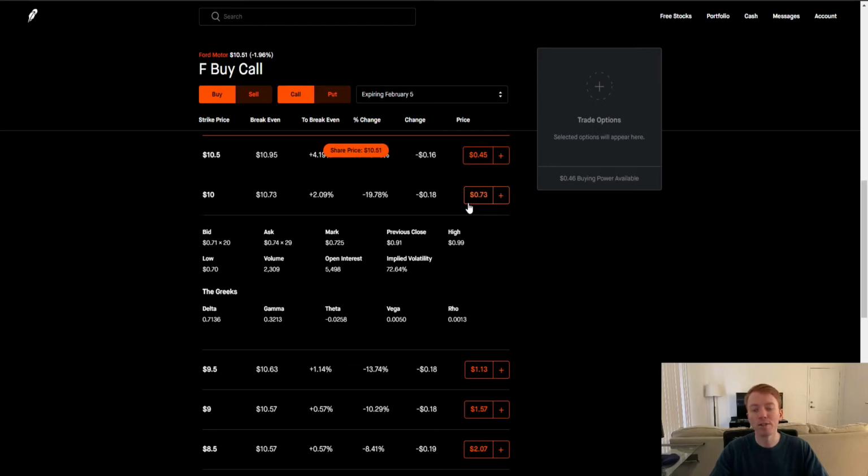So if you get into options before a major event and then the implied volatility drops, even if your option increases past this $10 strike, you may still lose money because of the implied volatility going down and having such a huge impact on the options premium.